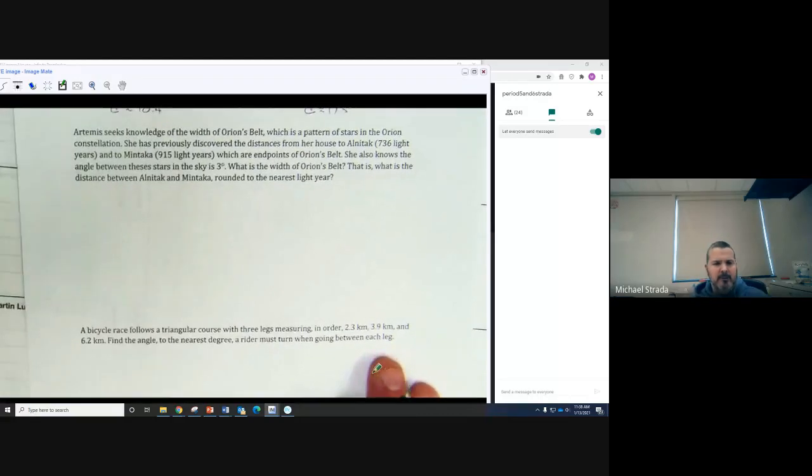Next up, Artemis seeks knowledge of the width of Orion's belt, which is a pattern of stars in the Orion constellation. She has previously discovered the distances from her house to Alnitak is 736 light years, and to Mintaka is 915 light years, which are endpoints of Orion's belt. She also knows the angle between these stars in the sky is 3 degrees. What is the width of Orion's belt? That is, what is the distance between Alnitak and Mintaka to the nearest light year?